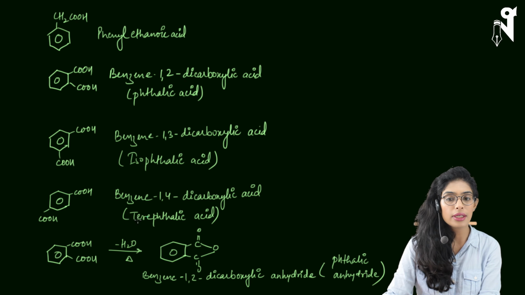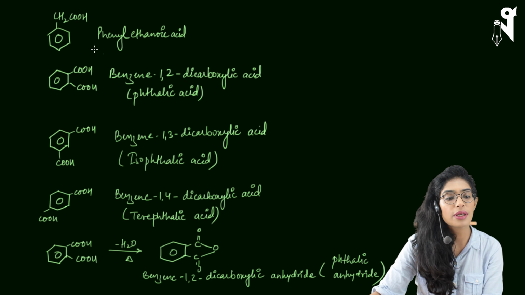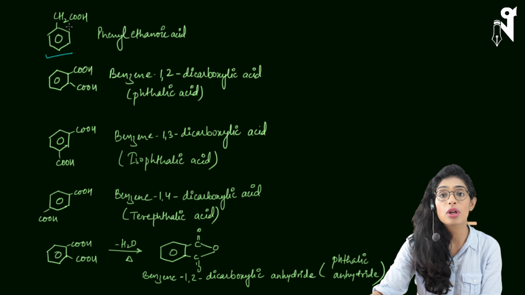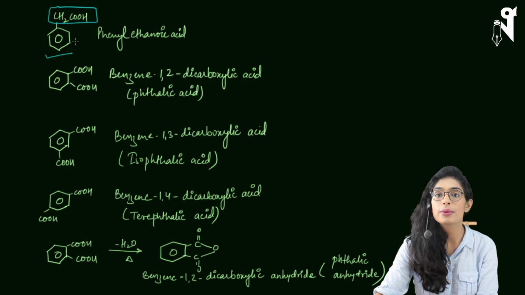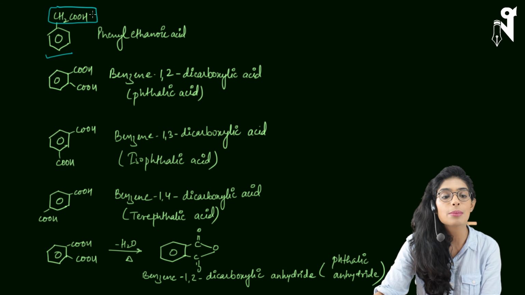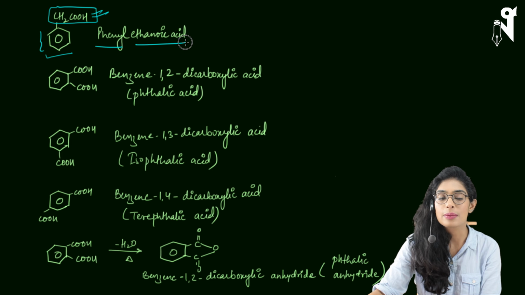Now let's talk about the next compound. The next compound we have is benzene with CH2COOH. So now my open carbon chain has a COOH group present. So this will be acting as the main chain and the benzene will be acting as a branch. So the name will be phenyl ethanoic acid.